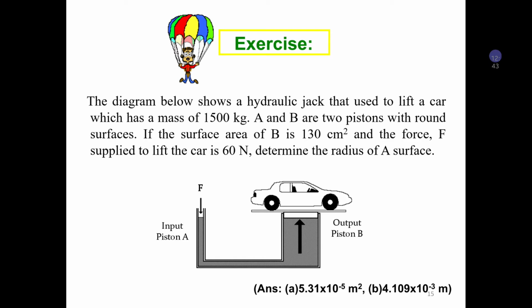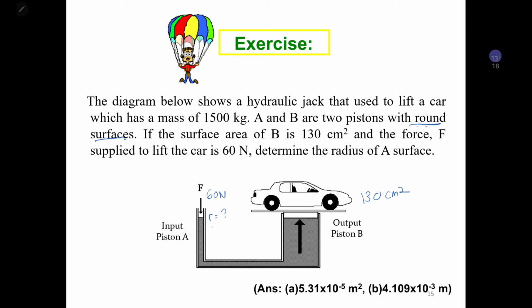So for the exercise, the diagram below shows a hydraulic jack used to lift a car which has a mass of 1500 kg. A and B are two pistons with round surfaces. Round surface, not square. If the surface area of B is 130 centimeter square and the force supplied to lift the car is 60 Newton, that is F1, determine the radius of surface A. So you need to know the radius here.